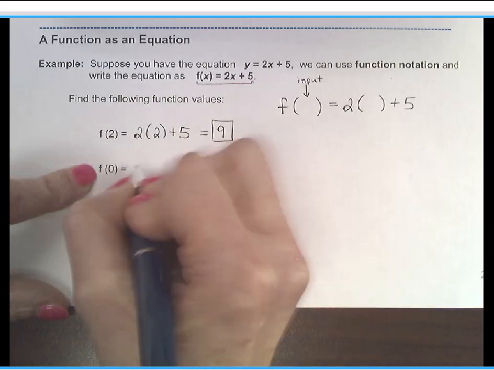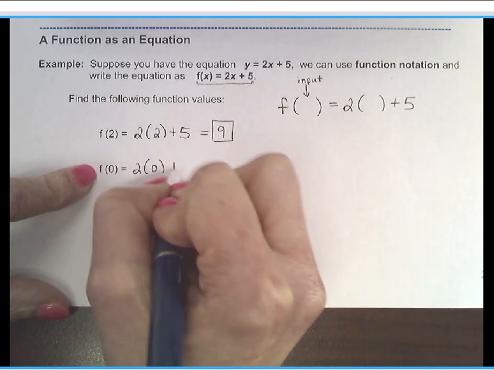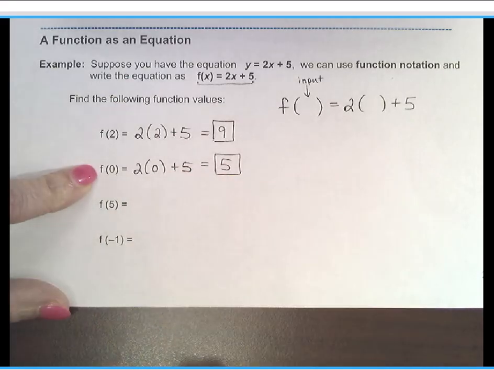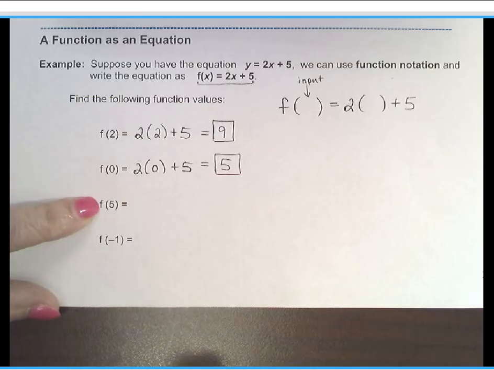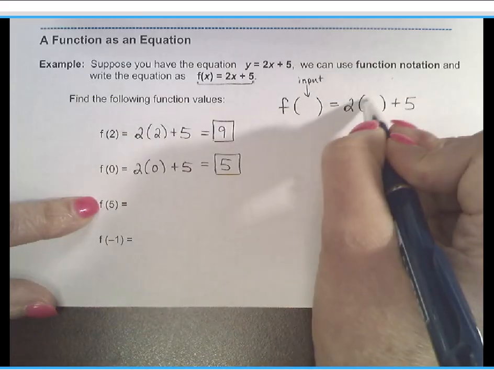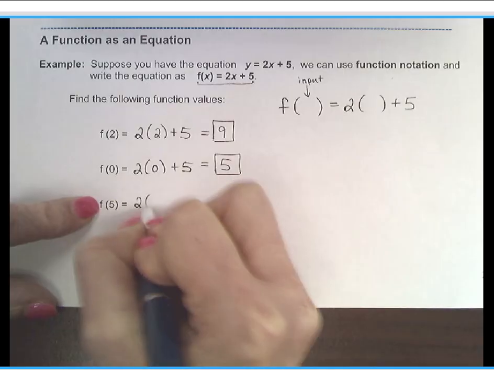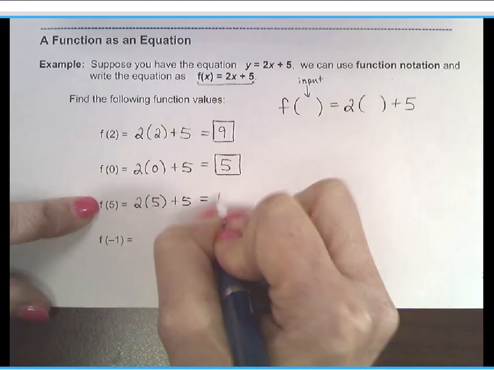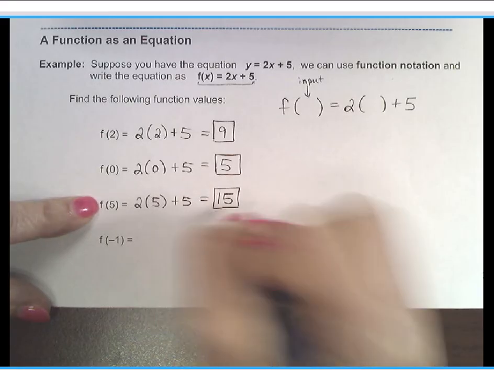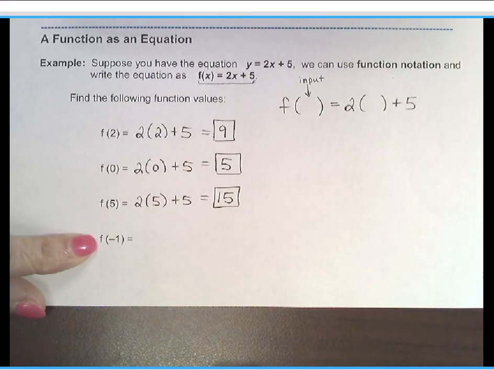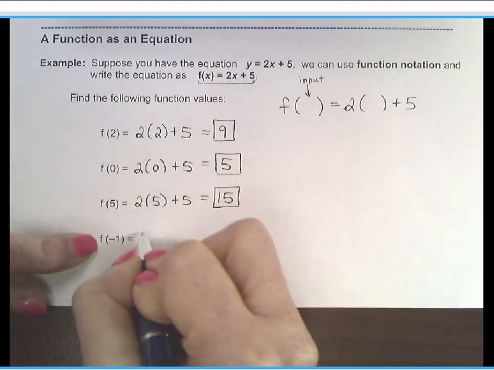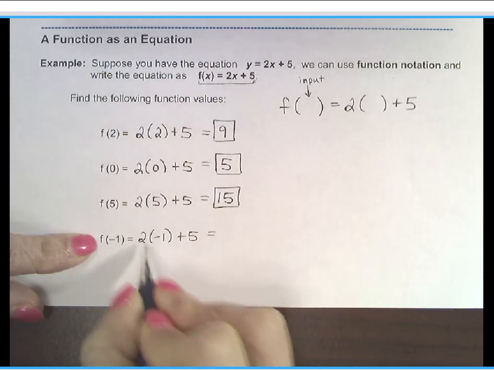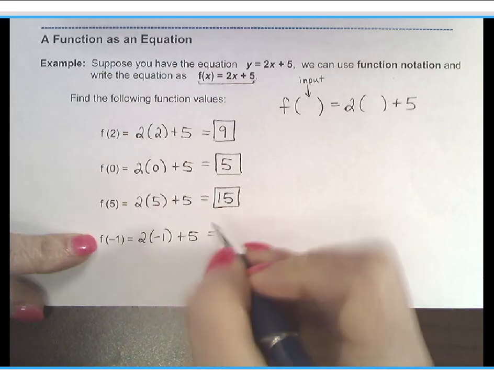Now we'll plug in 0. So we double it, and then we add 5. So that's just going to be 5. And then if I input 5, I have to put a 5 in all my little parentheses. We double it and add 5, we're going to get 15. And then for the last one, we're going to put in -1, so our input is -1. 2 times -1 is -2, plus 5 would be 3.